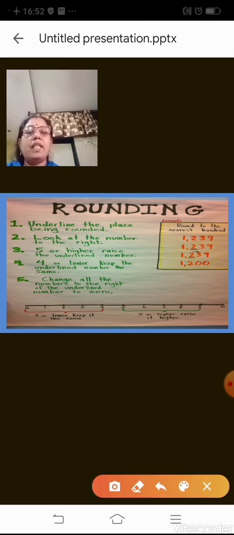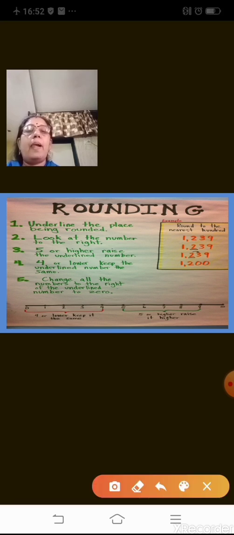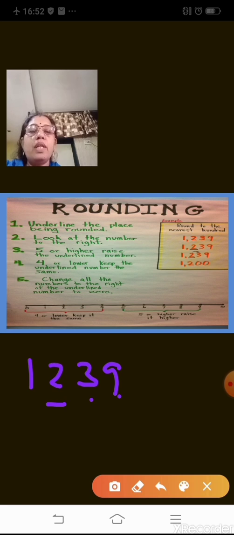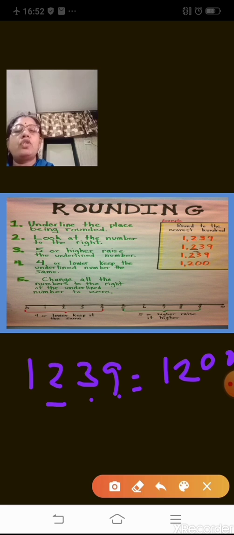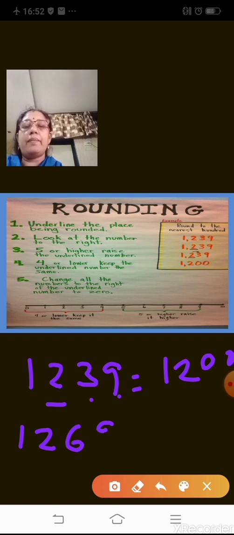Here an example is given. Suppose 1239. If you have to round off the number 2 here in the hundreds place, you will see the number at the tens place. So while rounding off, the number will become 1200. If it is 5 or more, it will become plus 1, 2 plus 1, so it will become 1300. Suppose the number is 1269 and you have to round off at the hundreds place. Since it is more than 5, while rounding off, it will become 1300.